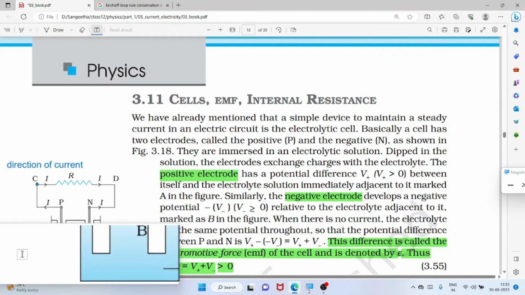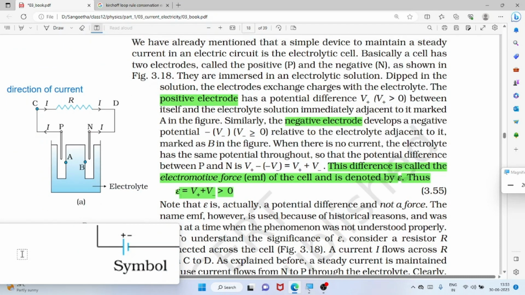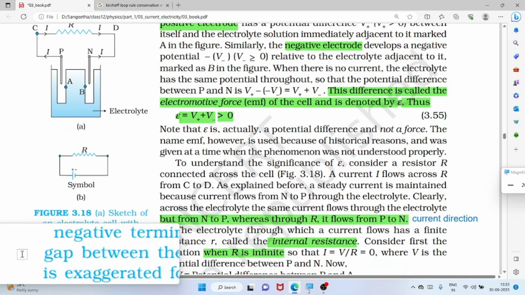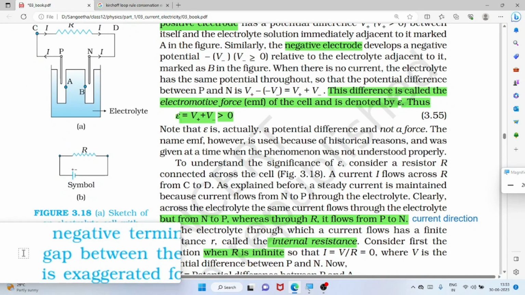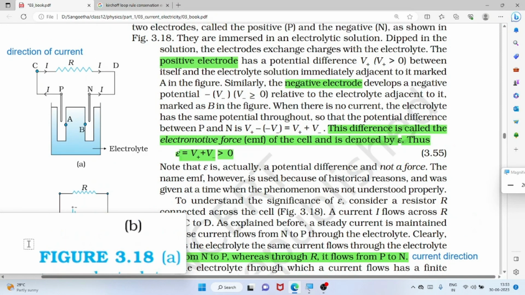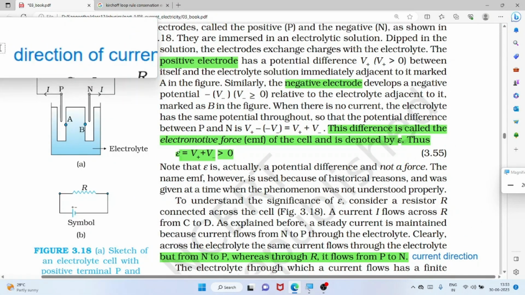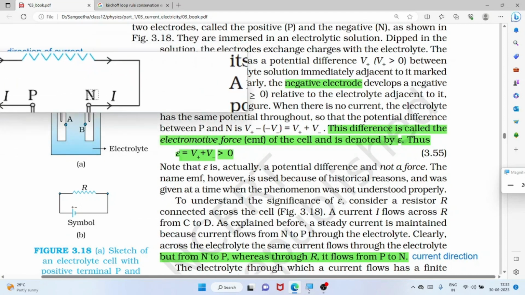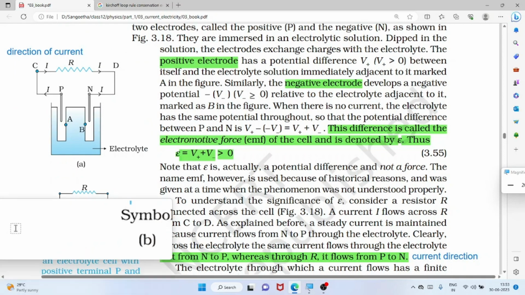Okay, cells, EMF, internal resistance. Here we have a positive electrode and a negative electrode. The difference is the potential difference V between the electrodes. Okay, this is the direction of the current: from the positive electrode to the negative electrode it flows.